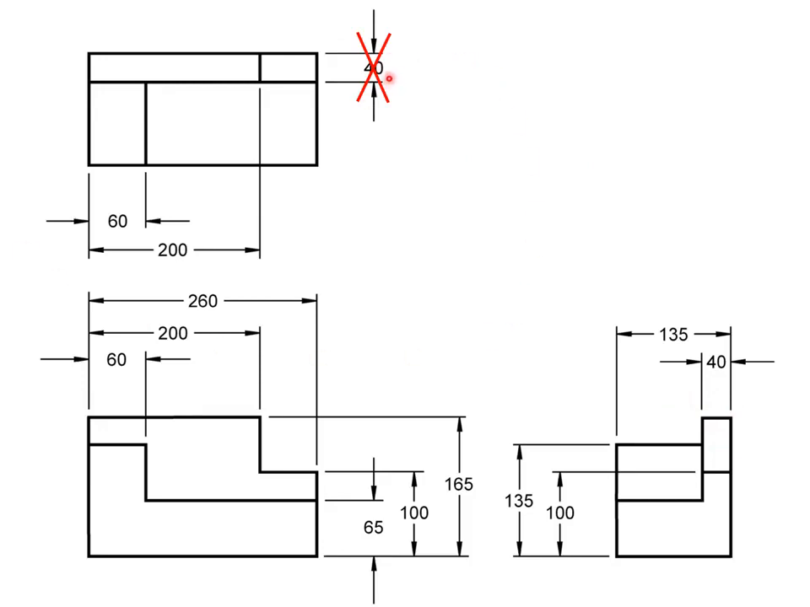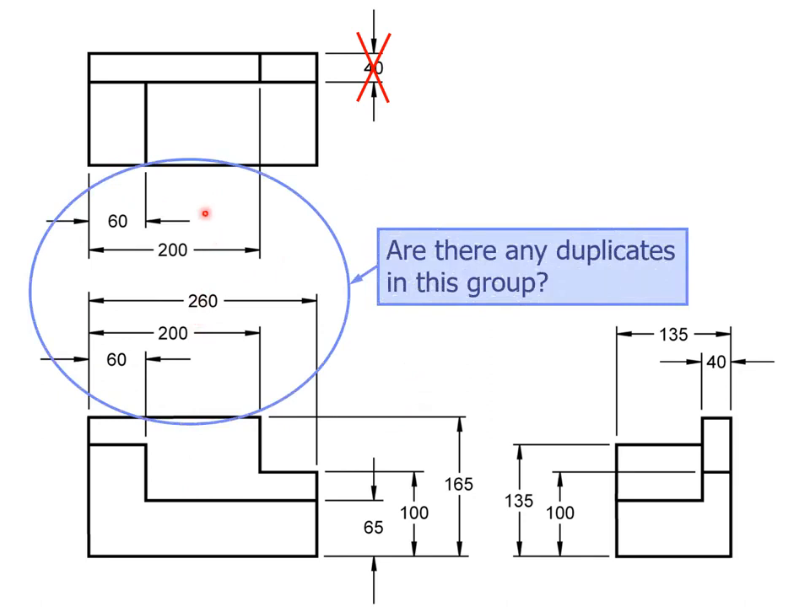Okay, so now that we eliminated the 40, let's focus on the dimensions between the front and the top view. Okay, we do have some duplicates going on here. We have the 60 dimensioning this feature, which is the same as here. So there's 60 again. So we have two 60s. These are duplicate dimensions. We need to eliminate one. And also the 200s. They're dimensioning that same feature, 200 and 200. So we need to get rid of one of them.